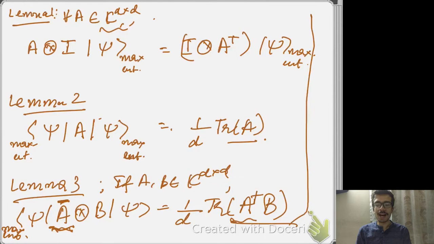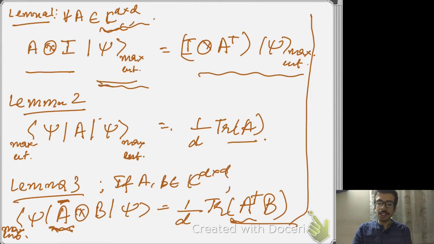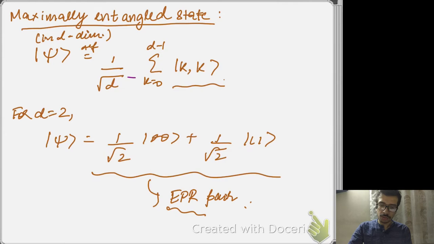Hello, welcome back. So before the break, I left you with three lemmas and now we'll try to prove each of them. As I said before, each of these three is quite essential for each of the techniques which we'll learn in the rest of the course. So first, let's start with the first lemma: for any A which is a d cross d matrix, A tensor I acting on the maximally entangled state psi is I tensor A transpose acting on the maximally entangled state. Before that, let me review the definition of the maximally entangled state. It's essentially 1 over square root d, sum over k, ket k comma k. So let's try to prove the first lemma.